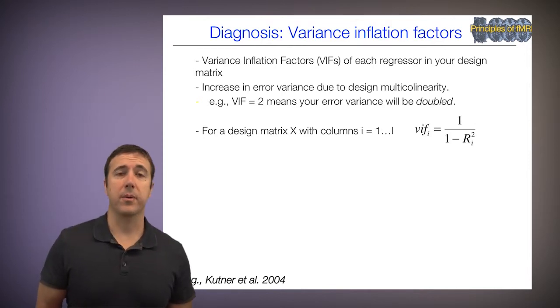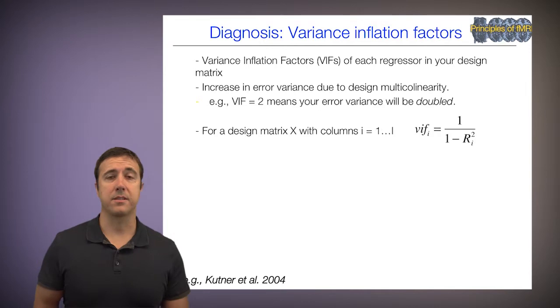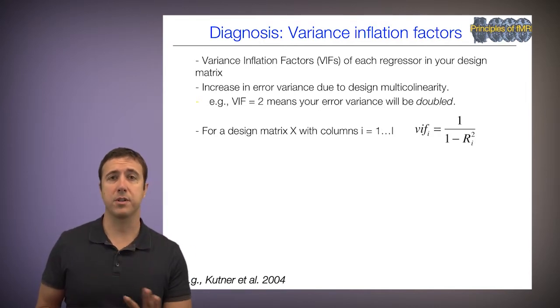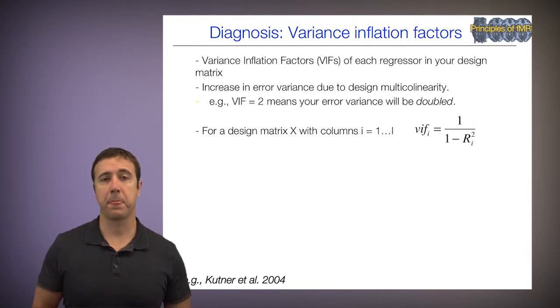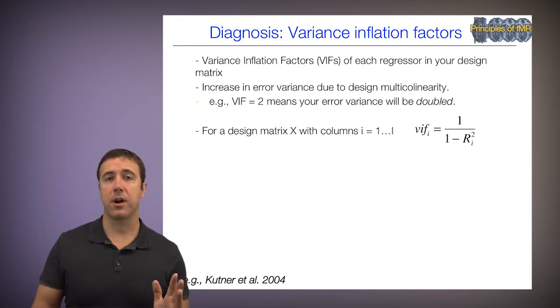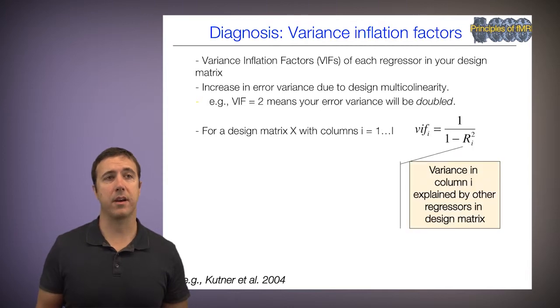So how do we calculate it? Well, for a design matrix X with columns i equals 1 to capital I, the variance inflation factor for each column is 1 over 1 minus the variance explained by the other predictors. So I just conduct a series of regressions where each column in my design matrix is the outcome, and then the predictors are the other regressors. And that's going to give me the VIF.